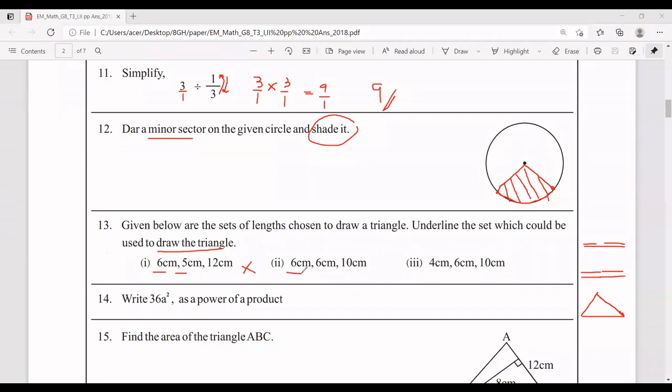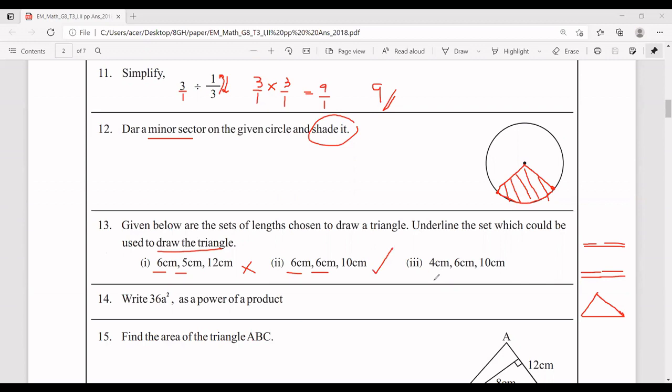Here the smaller values are 6 and 6. 6 plus 6? 12. 12 is greater than 10. That is like this one: the 2 smaller values are greater than the bigger value. Then you can make a triangle like this. So this is the correct answer.